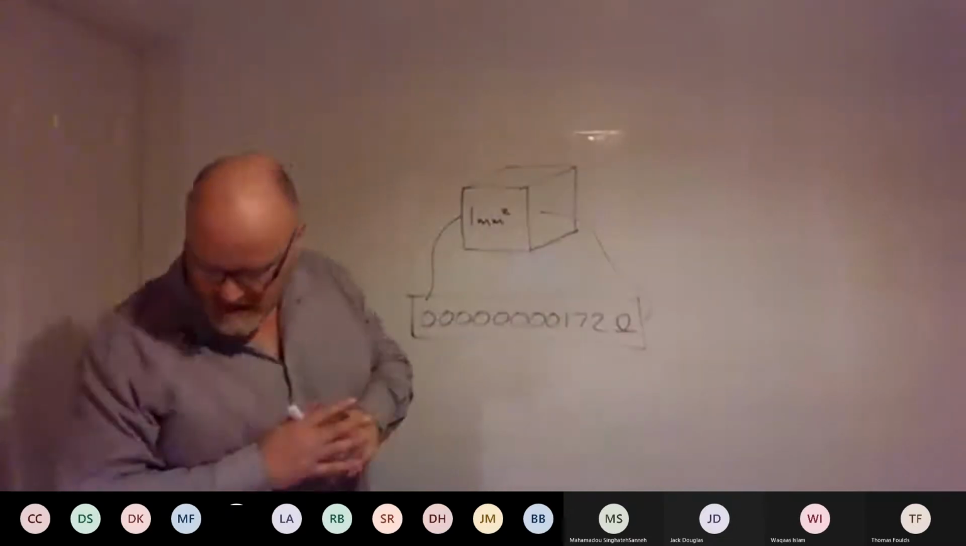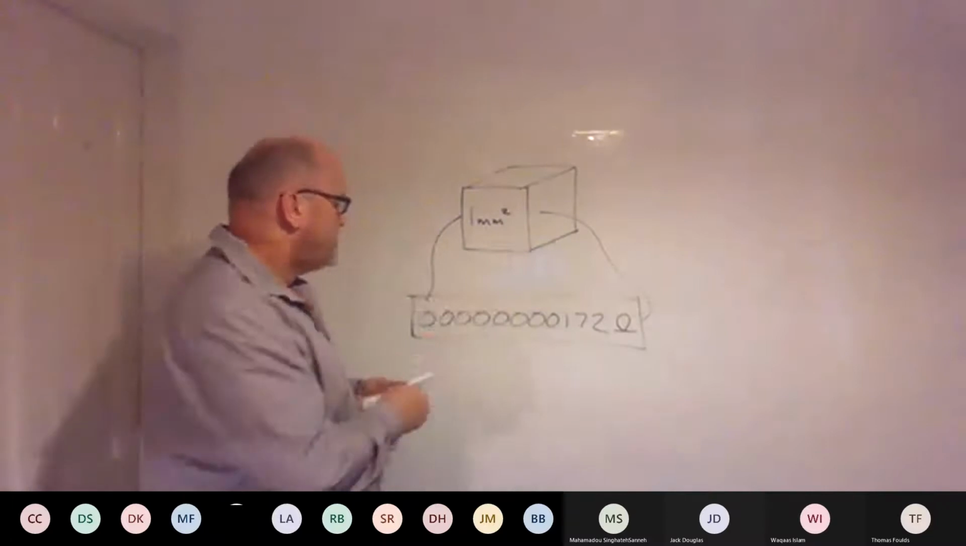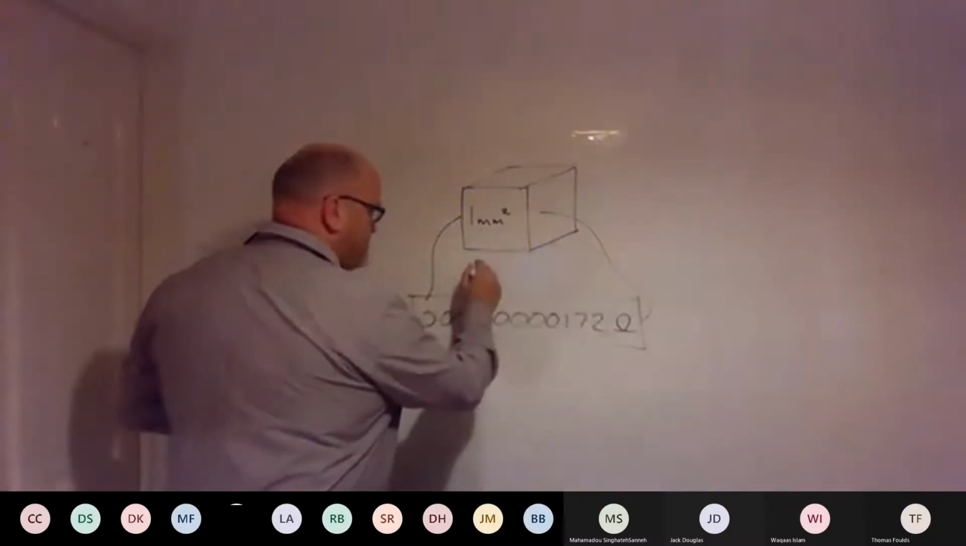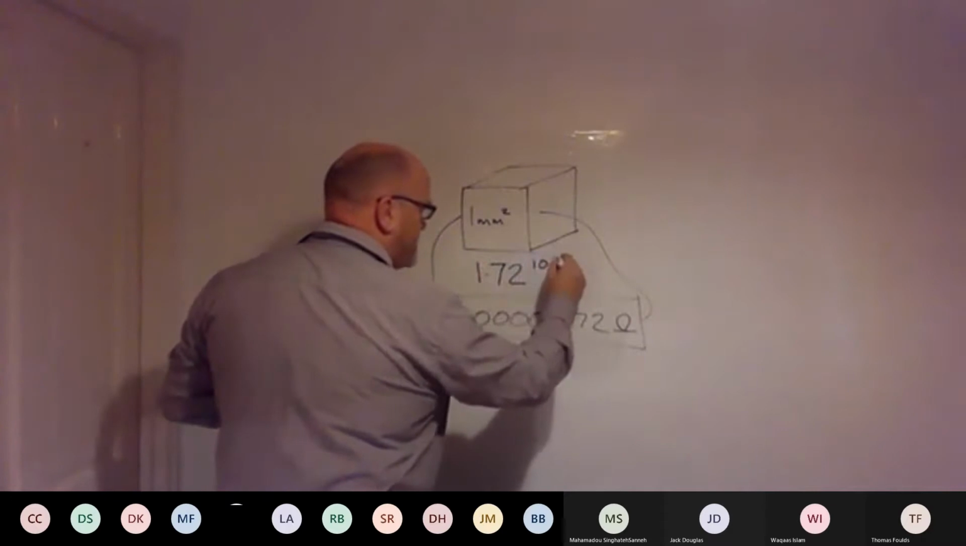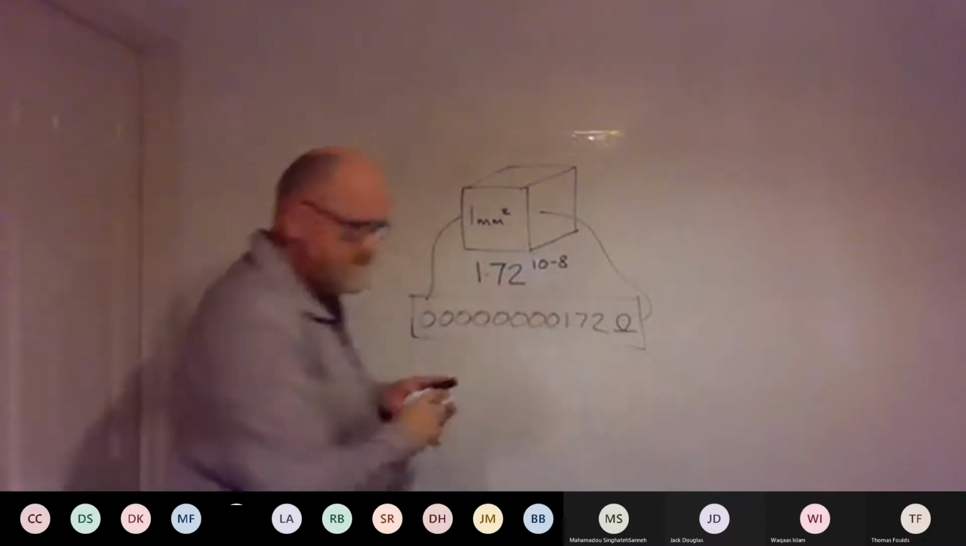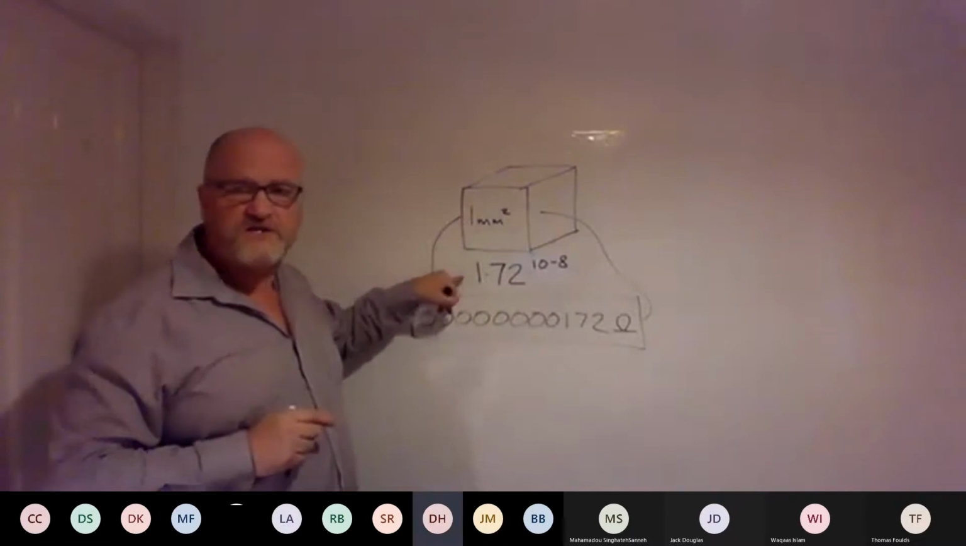0.00000000172 ohms. That's a bit of an awkward number to remember or to use in any of our equations. So what you'll be using for copper is 1.72 × 10 to the minus 8. Now, I'll come back to that in a sec. That is the fixed constant for copper.